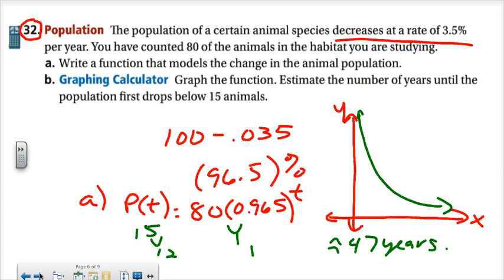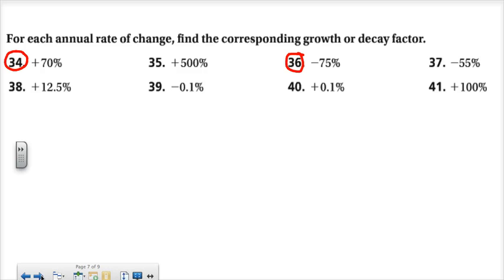when we do that. And my new color calculator on my computer has not been working very well, so I wasn't going to attempt that. Hopefully with this explanation of using 15 for y sub 2 and 80 times 0.965 to the t, you can get that. 34, for these it says for each annual rate of change, find the corresponding growth or decay factor.